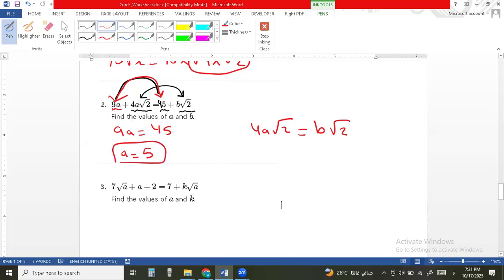Let's go to the other side. You found already a. A is 5. So 5 times 4, 20 root of 2 equals b root of 2. Yeah, but b is what? Root of 2 and root of 2 are the same. B is 20. B is 20.